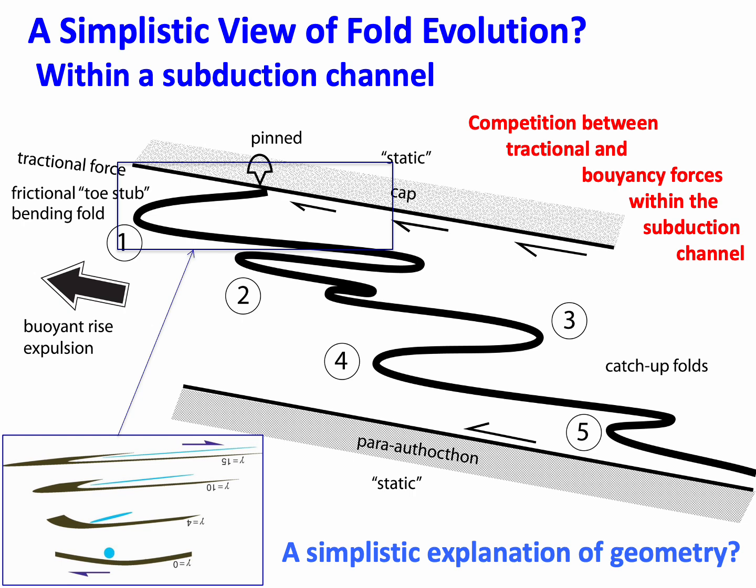Geometrically, fold 1 is a schematic representation of the leading edge fold nap. A simple explanation is that at some level within the channel, the tractional force along the upper boundary becomes greater than the buoyancy ascent force, thus effectively pinning the sheet leading edge, and with further buoyant ascent, the trailing part effectively bends the upper part of the allochthon. The result is what we have called a frictional toe stub bending fold. The inset lower left shows how this fold can develop. Note the change in geometry of the layer undergoing simple shear along an upper shear interface.